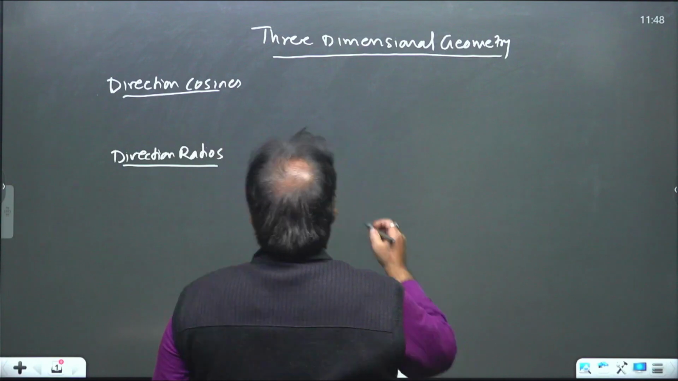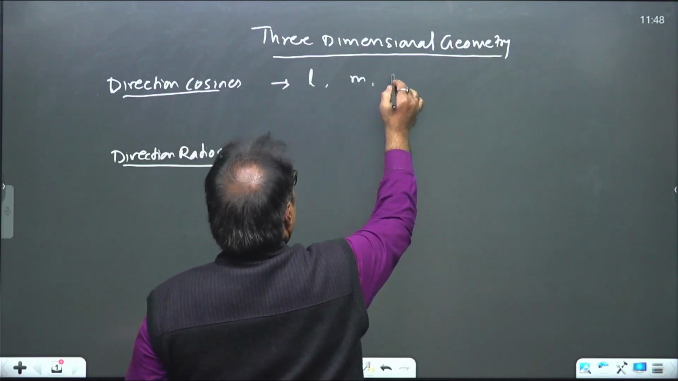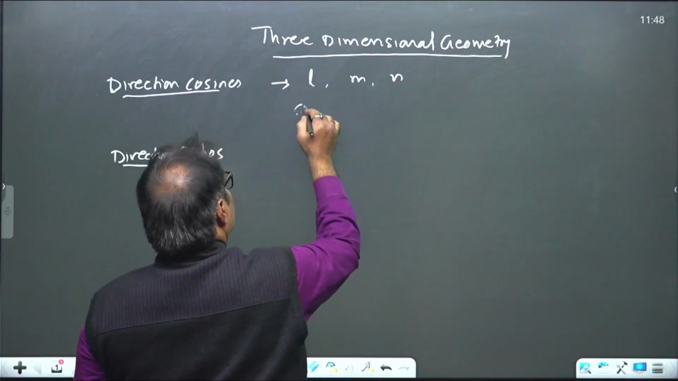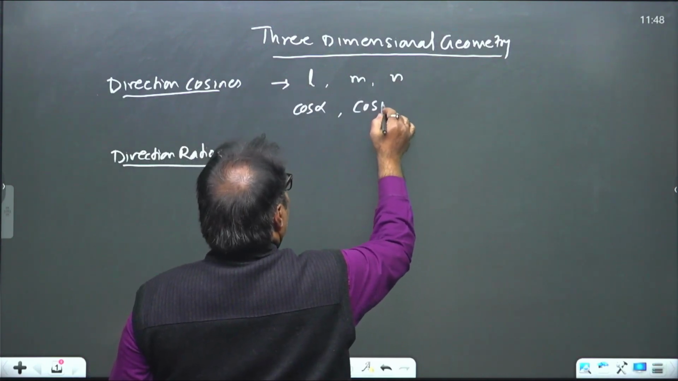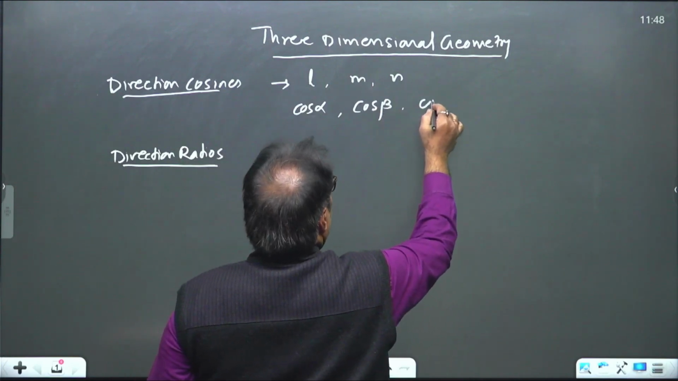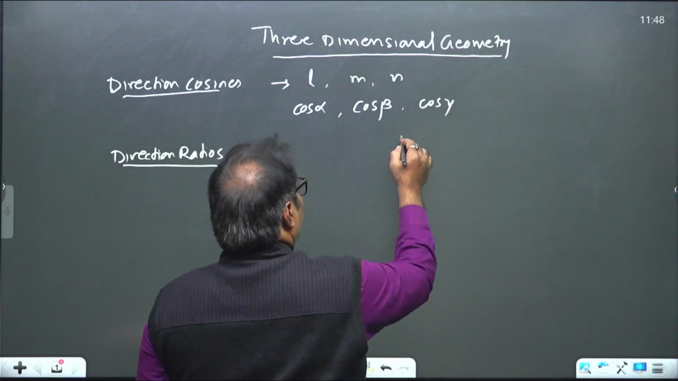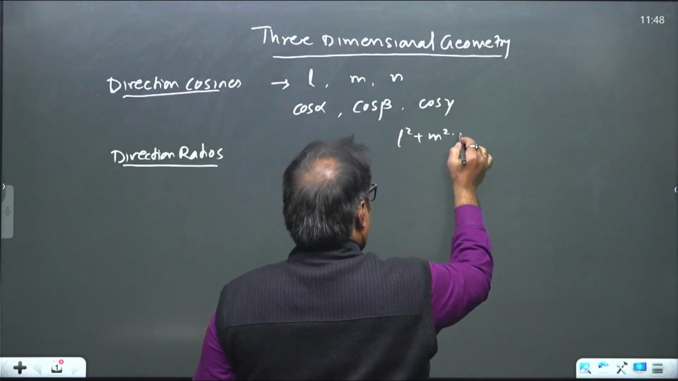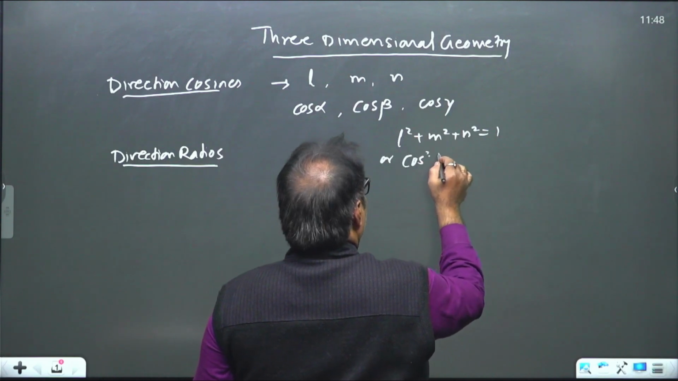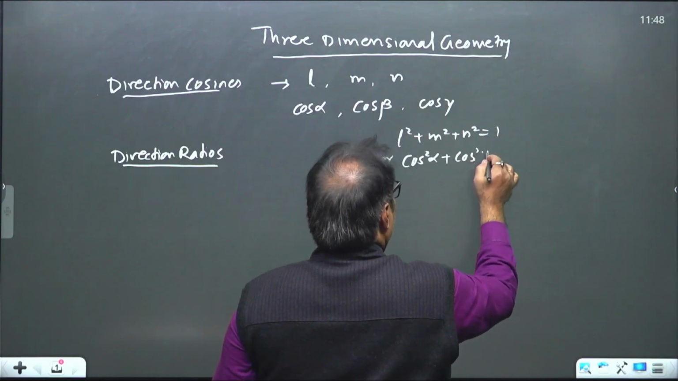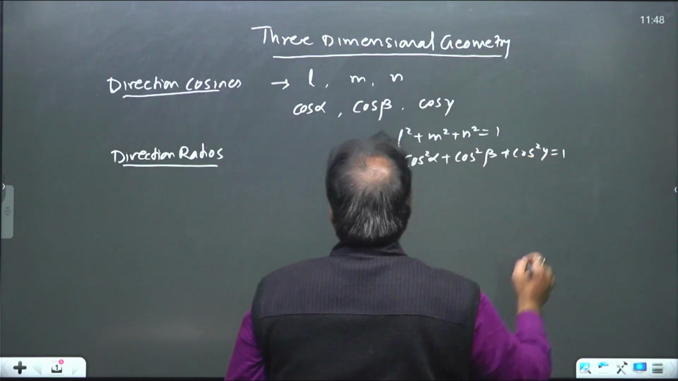Direction cosines are denoted by L, M and N, where L is cos alpha, M is cos beta and N is cos gamma. There is a relationship: the sum of the squares of the direction cosines is equal to 1, or we can write cos square alpha plus cos square beta plus cos square gamma equals 1.